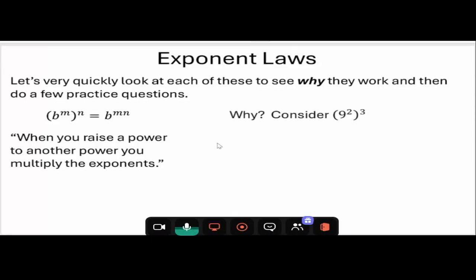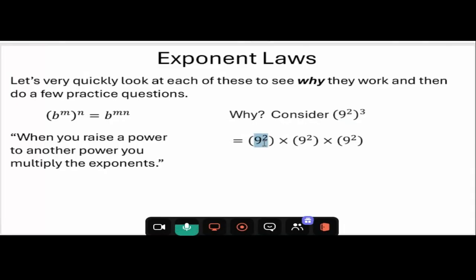So again, you don't need to know these justifications. I'm just showing you quickly why these rules work, right? What you need to be able to do is apply them. So let's think of something like 9 squared to the power of 3. What does that actually mean? Well, anything to the power of 3 means you take the thing and multiply itself by itself 3 times, right? So if the thing happens to be 9 squared, then you go 9 squared times 9 squared times 9 squared. That's 9 squared to the power of 3.